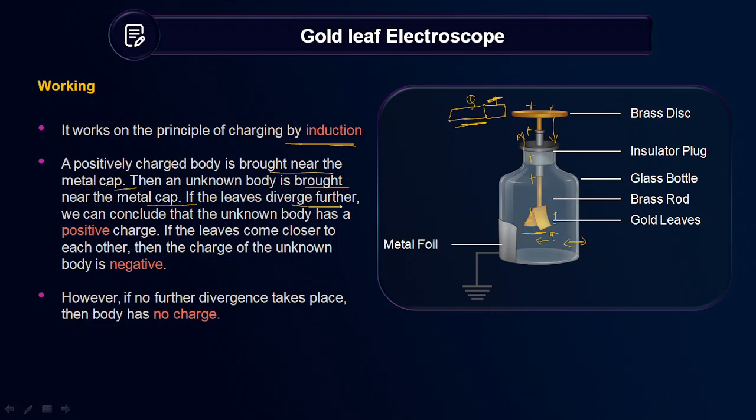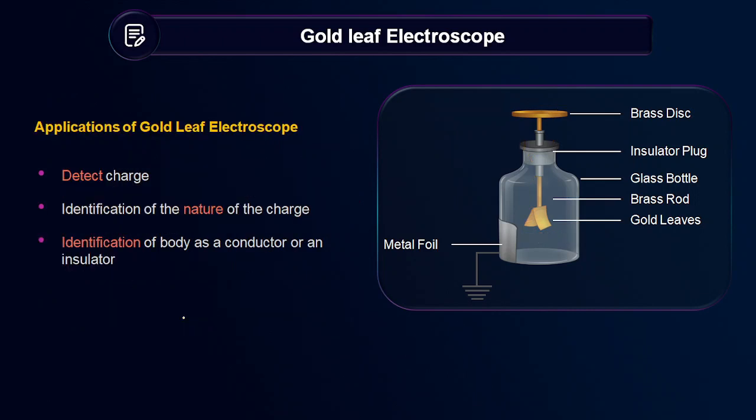So if the leaves diverge further, we conclude that the unknown body has the positive charge because initially we charged the gold leaf with positive charge. If the leaves come closer, then we can say that charge on the unknown body is negative. Like this we can identify. However, if no further divergence takes place, then we can say that body has no net charge, right?